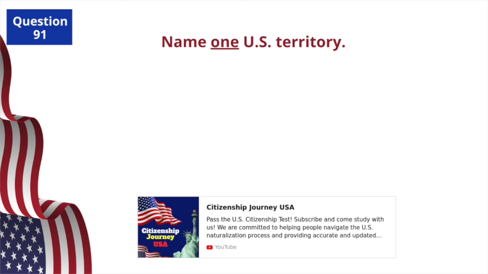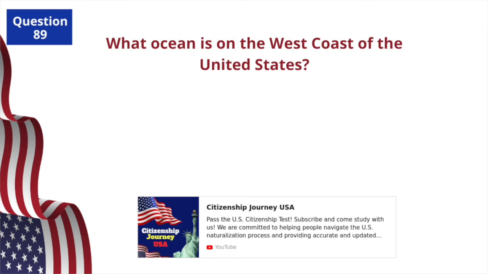Name one U.S. territory. Guam. What ocean is on the west coast of the United States? Pacific Ocean.